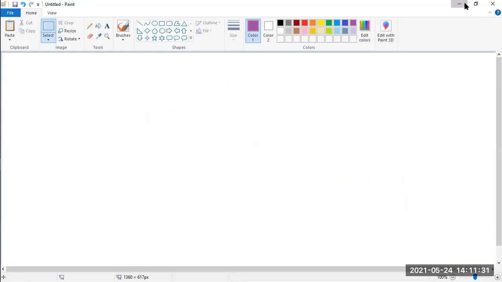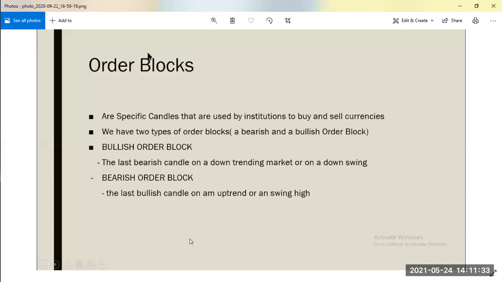So today we're going to learn about order blocks. That's lesson 2: order blocks. So order meaning the buy and sell orders. So order blocks are candles that are used by the big guys, okay, to buy and sell. So we have two types of order blocks. We have the bearish and we have the bullish order block.